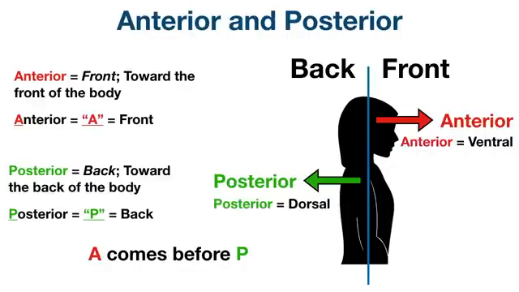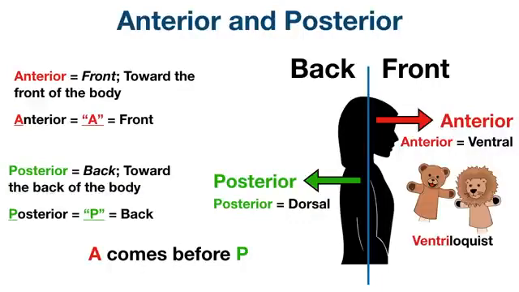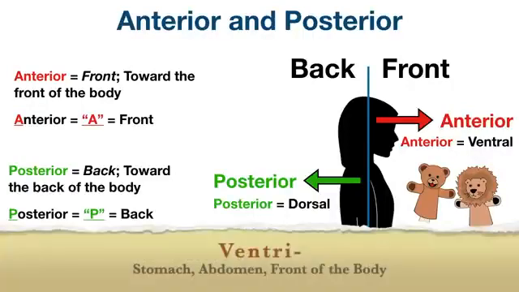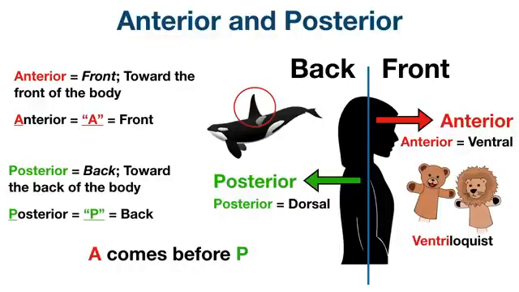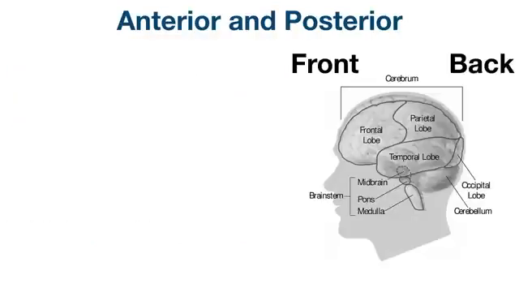Another name for anterior is ventral, and another name for posterior is dorsal. For ventral, you can think of a ventriloquist, which literally translates to stomach talker. We learned in our medical prefix video that the prefix ventri refers to the stomach, abdomen, or front of the body. This can help you remember ventral means anterior. For dorsal, you can think of a dorsal fin on the back of a fish to help you remember dorsal means posterior.